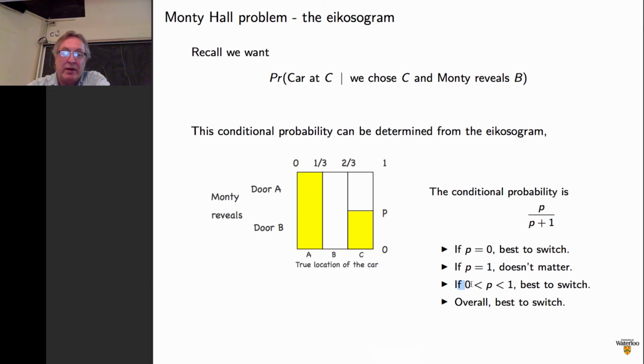And anything in between, it's a higher probability that the car is behind door A. It's better to switch. So overall, it's better to switch. Okay? Very, very simple analysis. If you look at solutions on the internet, most of them will pick P equals a half, but that doesn't matter. So in one case, I mean, again, nobody models Monty. You have to figure out what Monty is doing. Does that make sense?